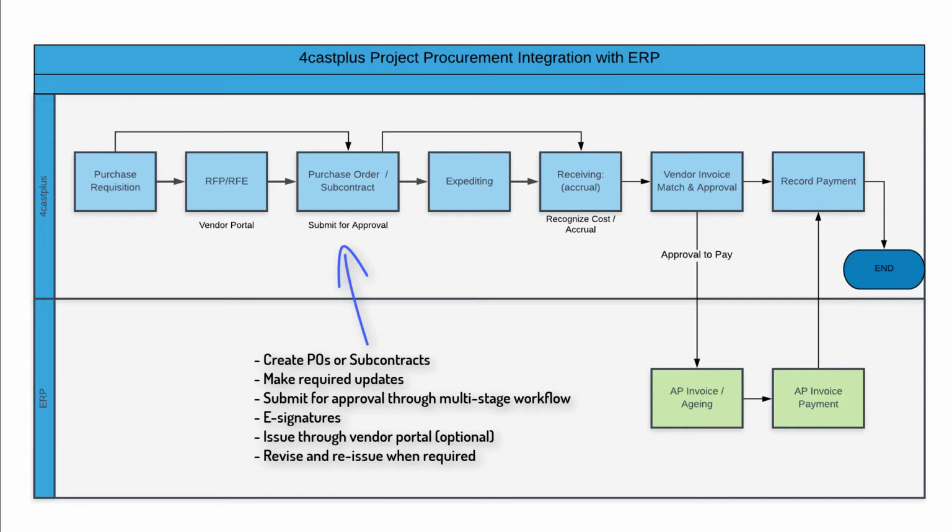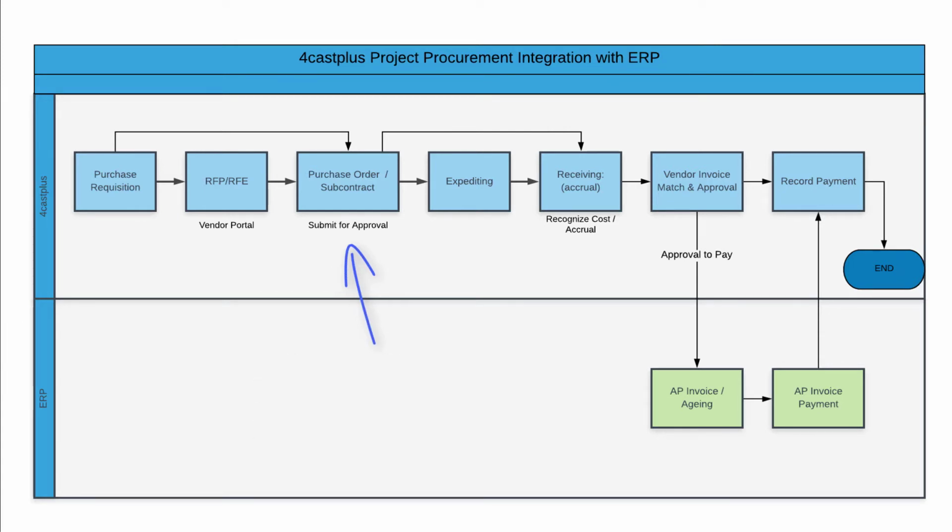Contract changes or updates can be made anytime during this process. After a purchase order is committed and issued to the vendor, it can be formally revised to reflect any post-commitment changes. Now, once the PO is committed, it can go through an optional expediting process where expediters can track key milestones to ensure the successful and timely delivery of materials and equipment.